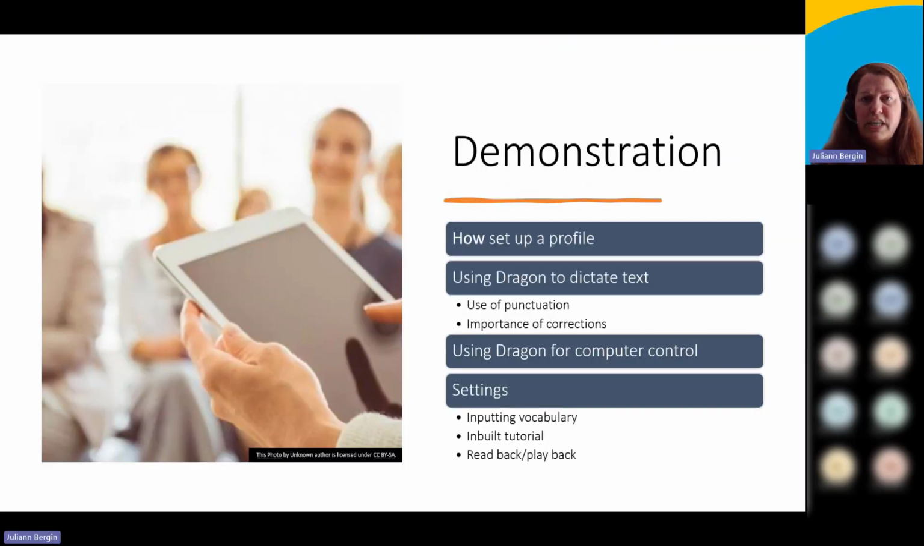So as I say, I'm going to demonstrate the software to you. I'm going to show you how to set up a profile. There's a couple of bits and pieces I want to bring to your attention. We're going to use Dragon to dictate a piece of text, talking about how to insert punctuation and the importance of corrections as well. We're going to use Dragon a little bit for computer control, how you might navigate around and use controls in your computer to access other functions. And we're also going to look very briefly at some settings as well.